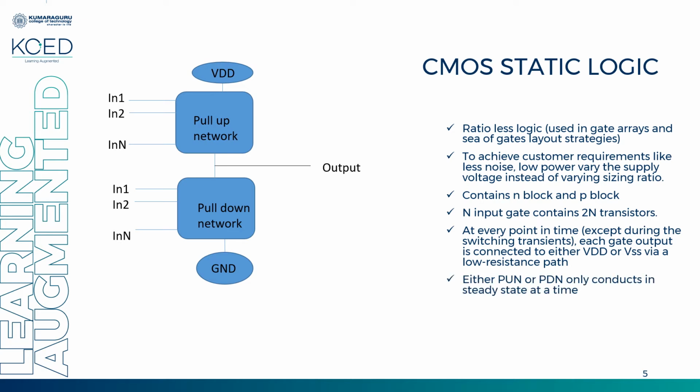Okay, so at any steady state, the entire pull up network and pull down network cannot conduct at the same time. And very important, you must understand that complementary MOS will always give a complementary output. It will not give a true output. Any design implemented in CMOS static logic will give only a complementary output. If you want a true output, always add an inverter at the output terminal.